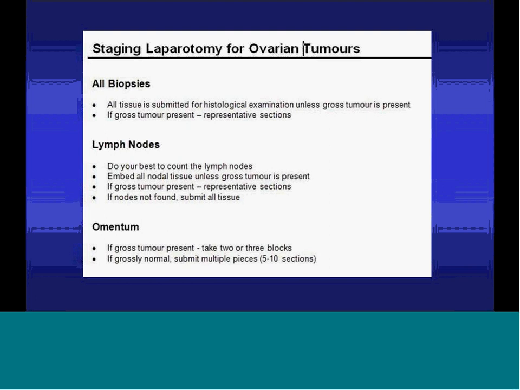We ask our PAs and residents to try and count them, especially if they're going to be bisecting lymph nodes, even though we know that's not entirely accurate. All the nodal tissue goes through, again, unless there's gross tumor, in which case a representative section is more than adequate. And finally, omentum, if tumor is present, 2 or 3 blocks are sufficient. If there's no tumor present, multiple pieces, 5 to 10 sections. Our protocol here at London Health Sciences Center is 24 sections in 8 cassettes. But I think you need to know that you need to take multiple sections of grossly normal omentum.